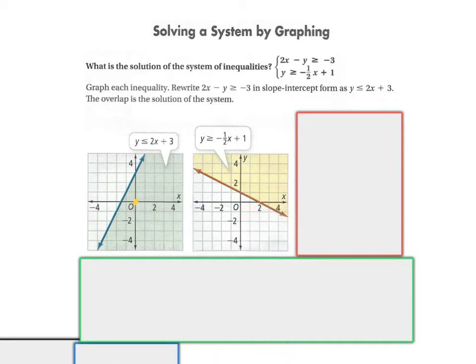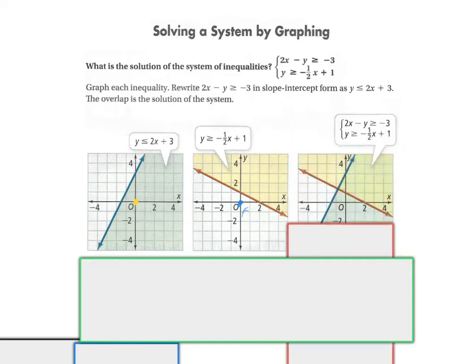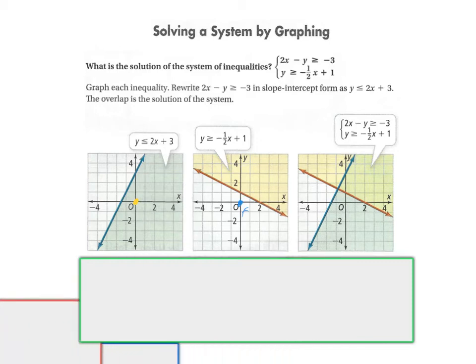And then we plug in 0, 0 again. And this time we get 0 is greater than 1, which is false. That's why we did not shade over it. We shaded away. We shaded above. Again, we knew that it was above anyways. And then we're supposed to put these two lines together and shade just the overlap. And there you see the overlap is this area right here. This is where those two shadings overlap. So that's all of the area that would be a true statement for both of these inequalities.